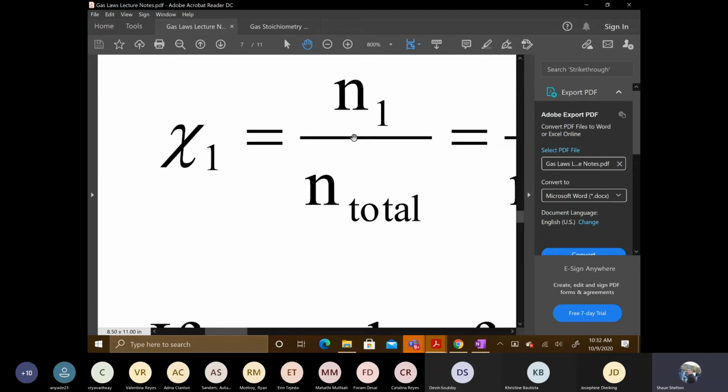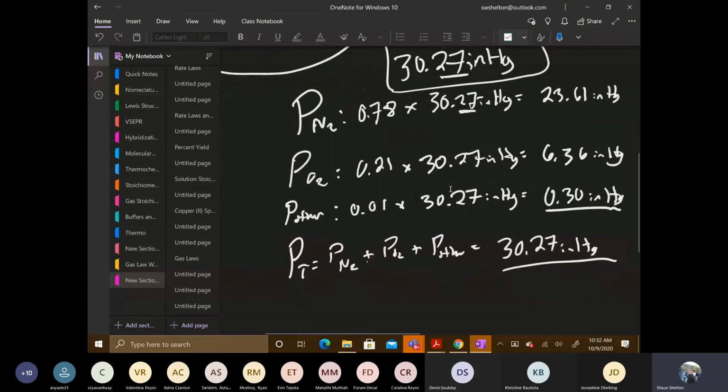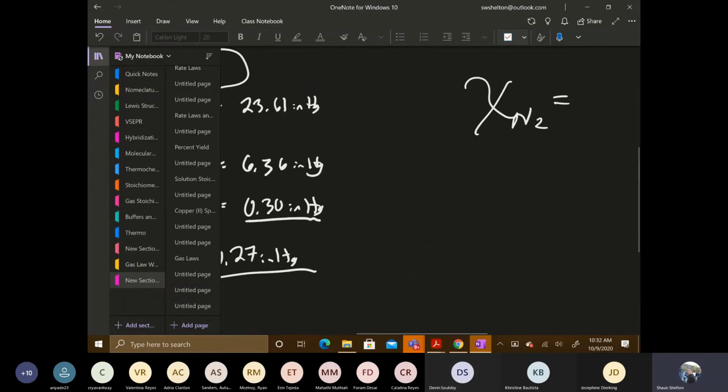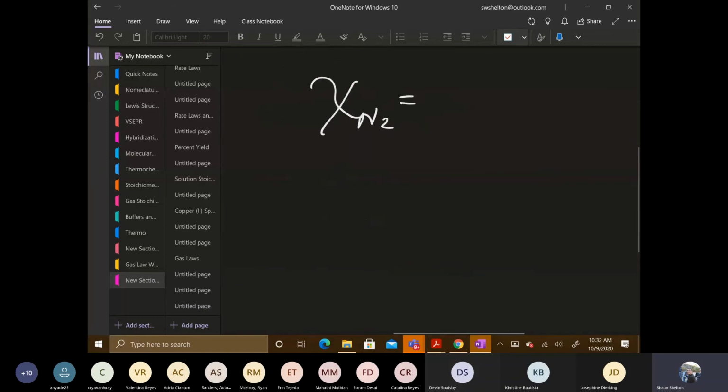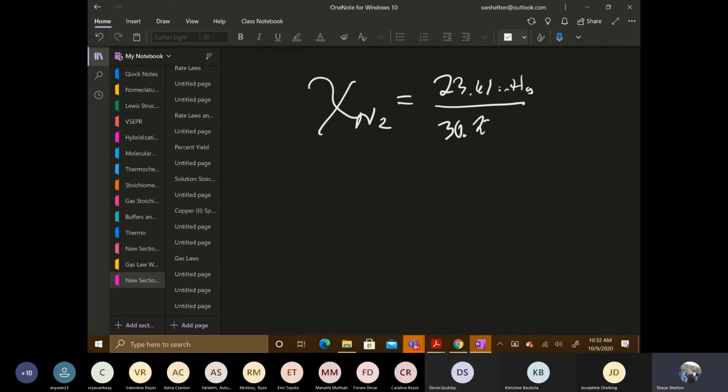Now, we already know the percentage, so that's not really something we need to do, but I'm going to do it anyhow. Let's just figure out the mole fraction of nitrogen. What I do is look at the partial pressure of nitrogen, which was 23.61 inches of mercury, and divide it by the total pressure, which was 30.27. This would be the same thing as if I were to use moles. You're going to get the same answer regardless. So I don't have to use moles in this case. If you have the partial pressures, by all means, keep it simple. Use the partial pressure. So I'm going to take 23.61 divided by 30.27.